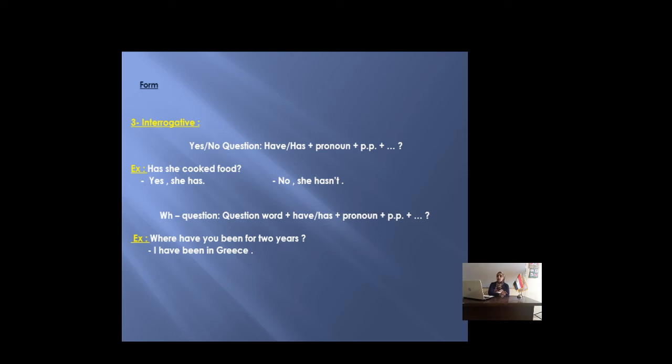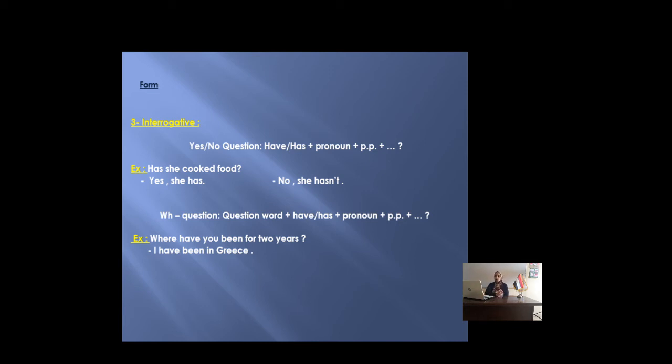etc. So the first one here, the yes or no question, should start with have or has, according to the personal pronoun that you have, plus the verb in the PP and the rest of the question. Has she cooked food? Yes, she has, or no, she hasn't. Okay, for the WH question, we have to start with what, when, where, who, whatever we want, plus have or has, plus the pronoun, plus the verb in the PP. Where have you been for 2 years? I have been in Greece.